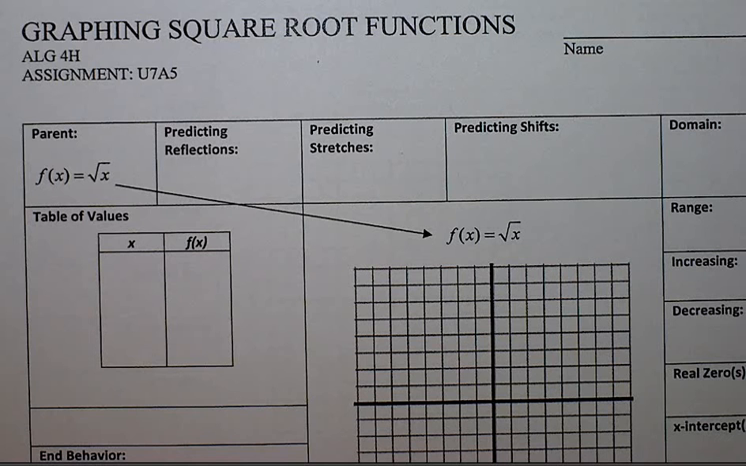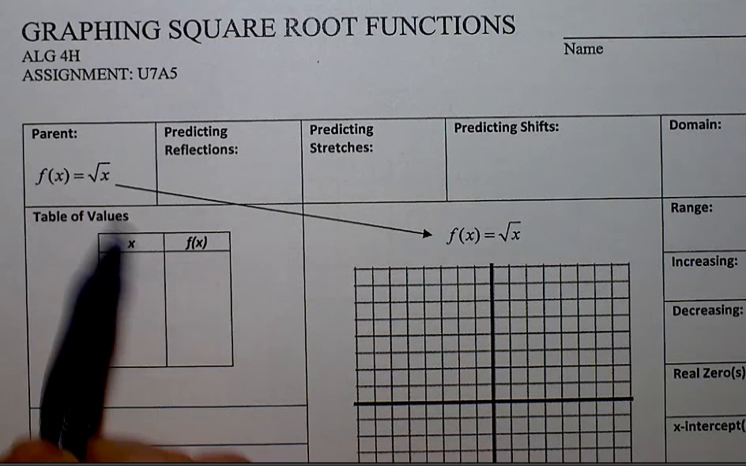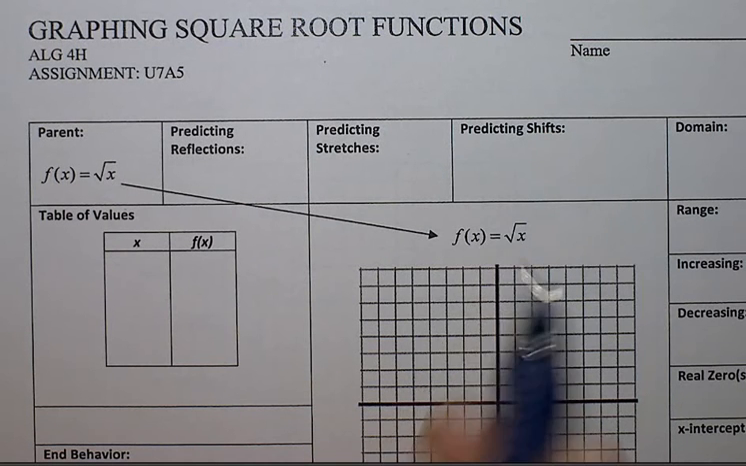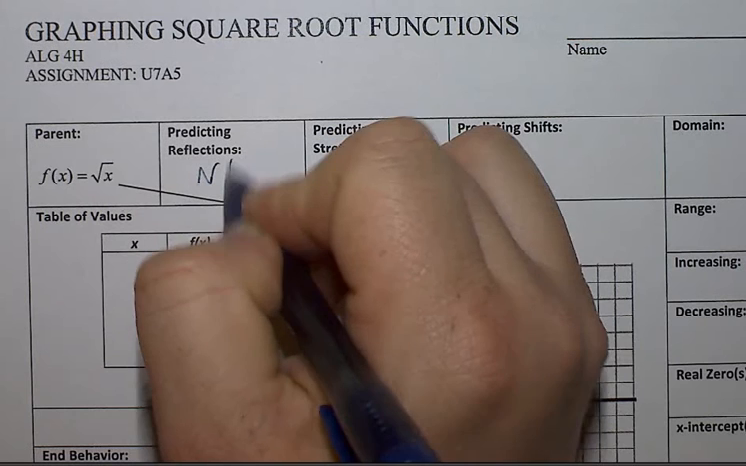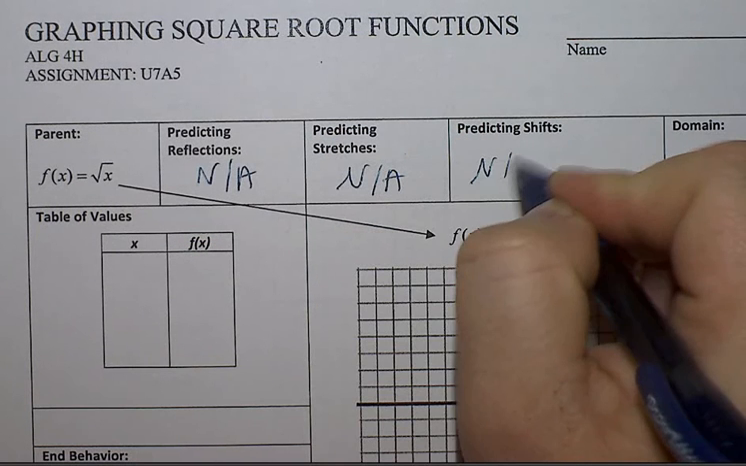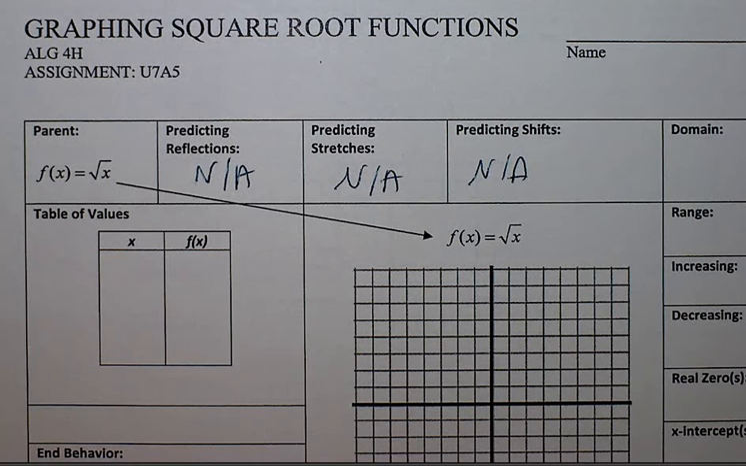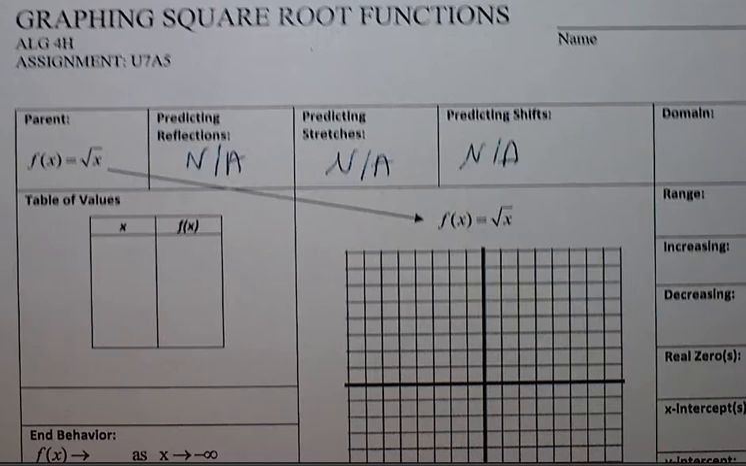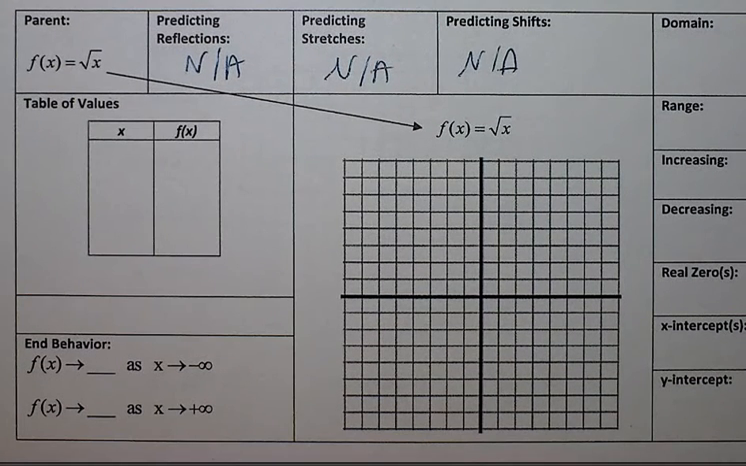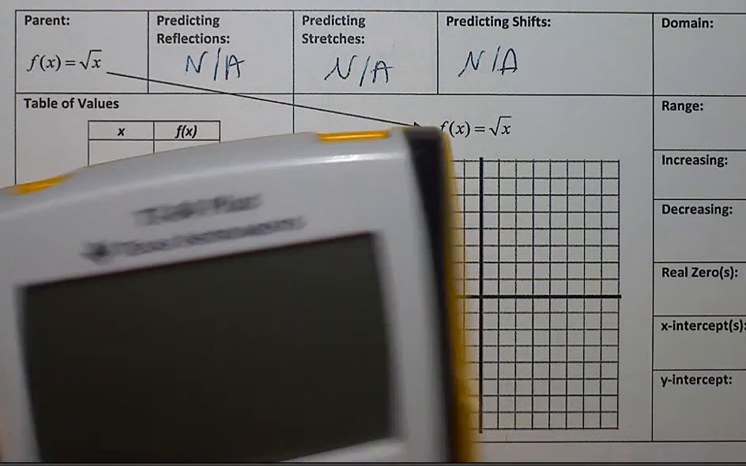So we have graphing square root and cube root functions. This is the parent function, so everything comes from here. In this form, there is no stretching, reflecting, or horizontal or vertical shifts. So you can write an NA in those three boxes. I'm going to go over two ways that we can graph this. One is understanding the input and output, and the other is using a calculator to retrieve the answers for us.